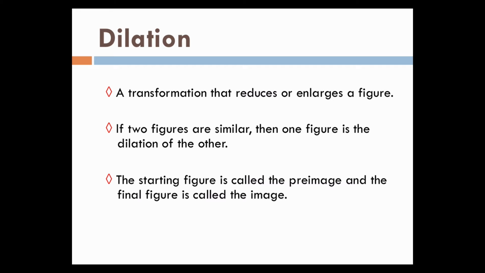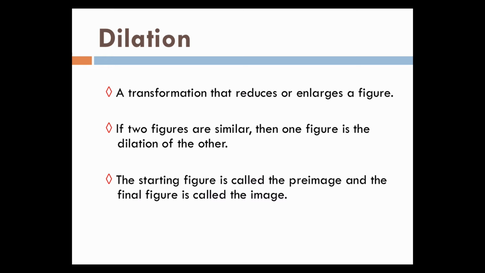All right, this one is bombarded with information. So the first one is a dilation. Where have you heard that term before? Eyes. Yeah, your eyes dilate. Your pupils dilate. They get bigger or smaller depending on whether you're exposed to light or in darkness. So dilation is a type of transformation. It makes something bigger or it makes it smaller. And so we'll use the term reduces or enlarges, meaning make it smaller or make it bigger. Second sentence says if things are similar, then they're going to be dilations of each other.